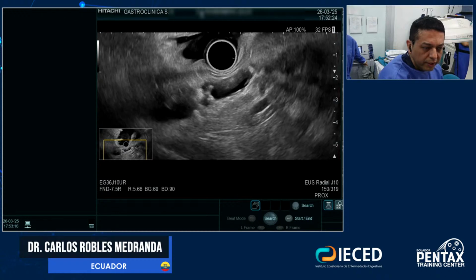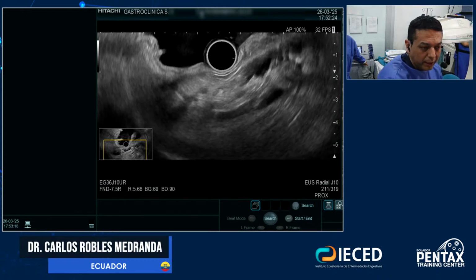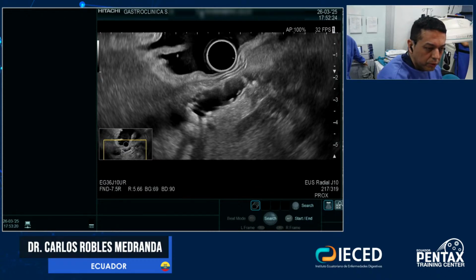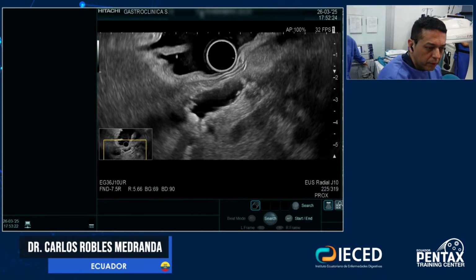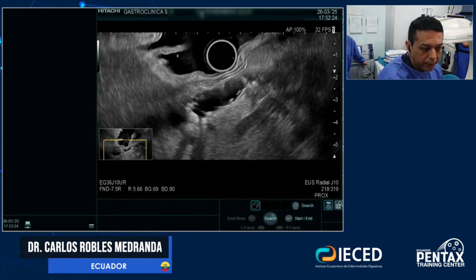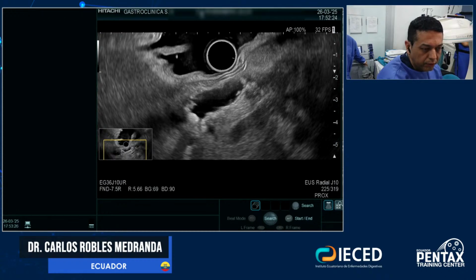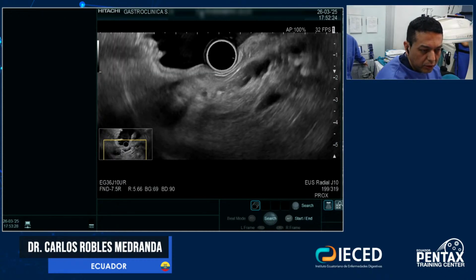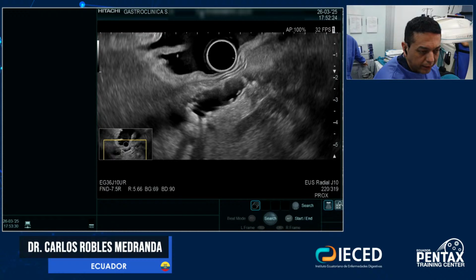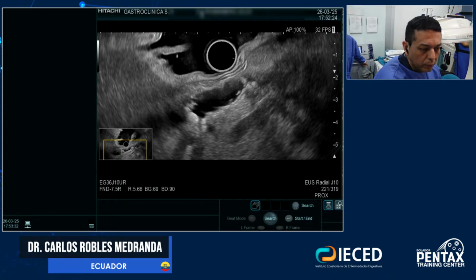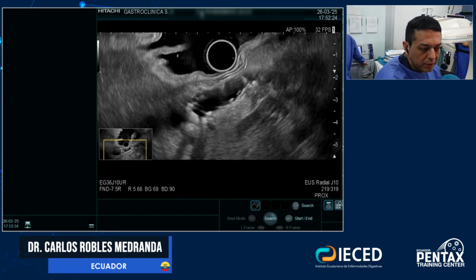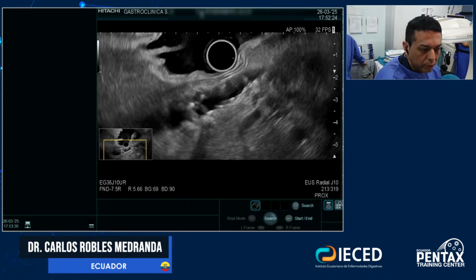And also the other thing that I am evaluating now, that is very important to evaluate, if we are talking about chronic pancreatitis, right, because of the dilation and probably stones here, but I don't see the shadows again, is the wall. The wall of the main pancreatic duct is very important to evaluate.